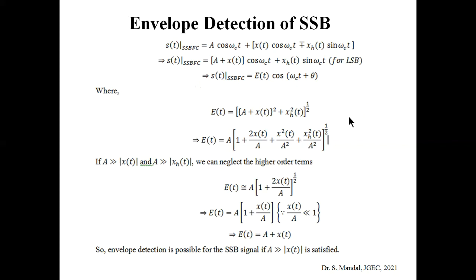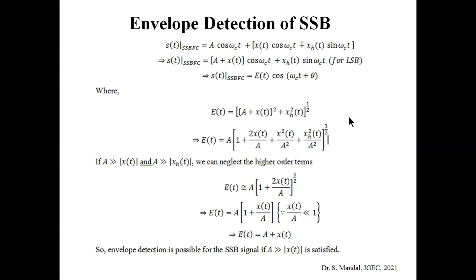Now coming to the envelope detection of SSB, the first question that arises is: is it possible to detect the envelope for the SSB? Because we have already observed that if you are using a single tone frequency, there will be no envelope. It will look like a simple sinusoidal signal on the CRO. But from the mathematical analysis, we can easily observe that envelope detection of SSB is possible.